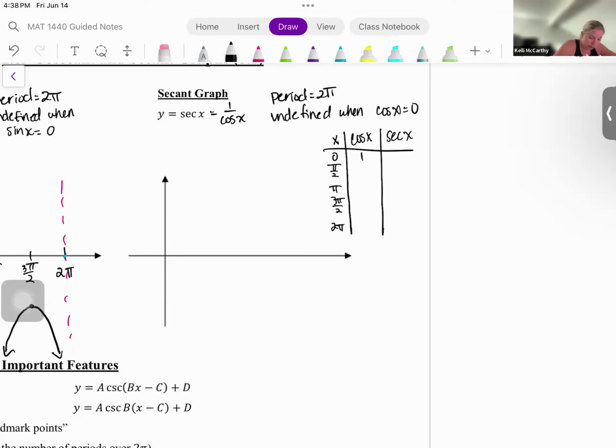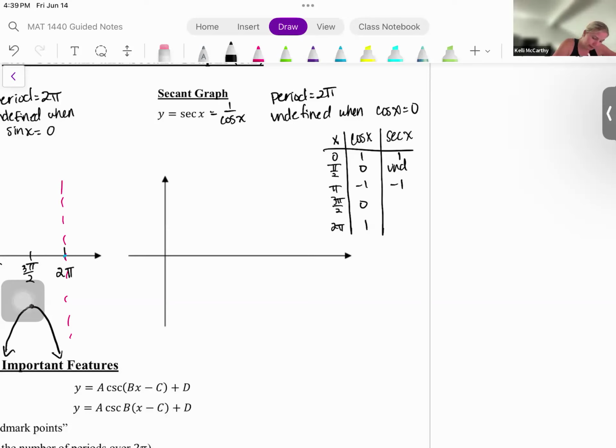Cosine of 0 is 1. Cosine of pi over 2 is 0. Cosine of pi is -1. Cosine of 3 pi over 2 is 0. And cosine of 2 pi is 1. Setting up the reciprocals of those to find the value of secant x. Secant of 0 is 1. Secant at pi over 2 is undefined. So we're going to have a vertical asymptote at pi over 2.